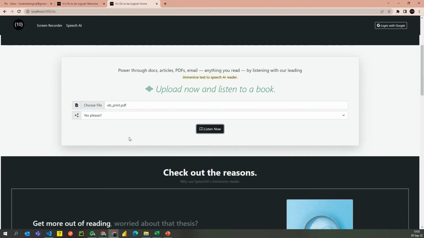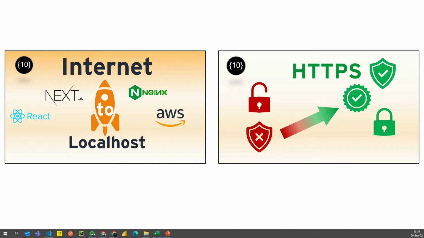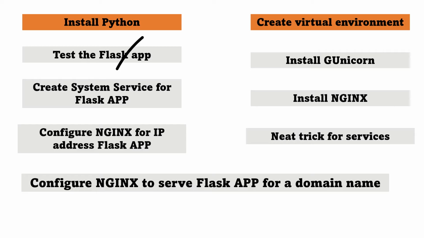And therefore I decided to create this video, because I'm sure many of you are in the same boat where you want to host your Flask app so that other people or apps can send requests and receive responses from it. Going back to the It's Okay to Be Logical channel, you will see that I have already got HTTPS and the basic app up and running. In case you are not there, here are the two videos that you should watch. The first video is about how to host your website, and the second one is how to get HTTPS.